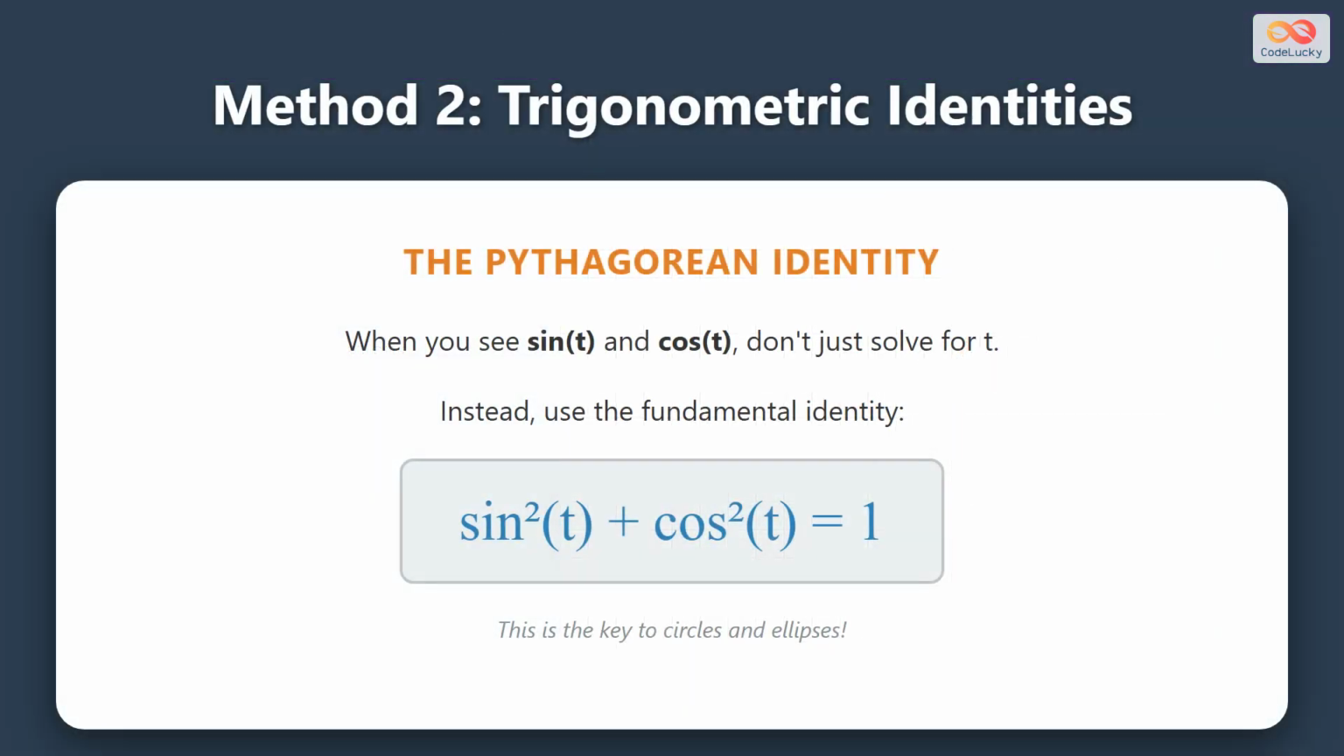Sometimes substitution isn't the best path, especially when dealing with circles or ellipses involving sine and cosine. In these cases, we use the Pythagorean identity. Remember that sine squared t plus cosine squared t always equals 1. We can manipulate our equations to use this identity.